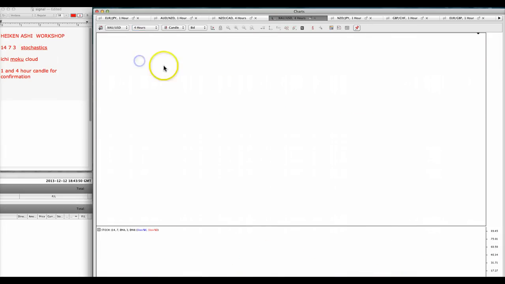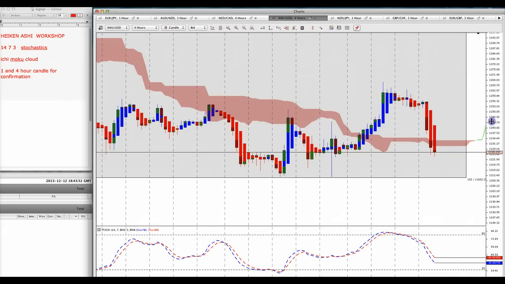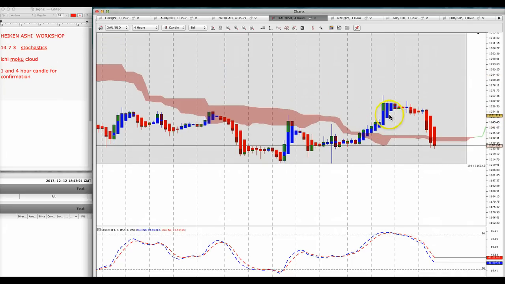Let's look at the 4-hour chart. Price was above the cloud on the 4-hour chart, so we couldn't really take a trade based on the daily and 4-hour chart.